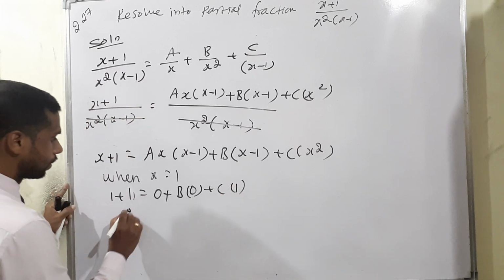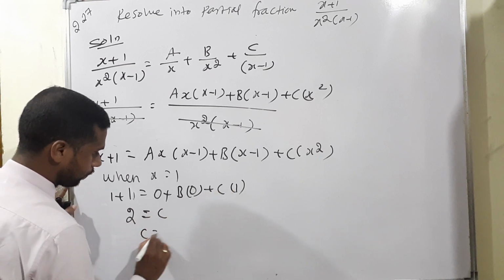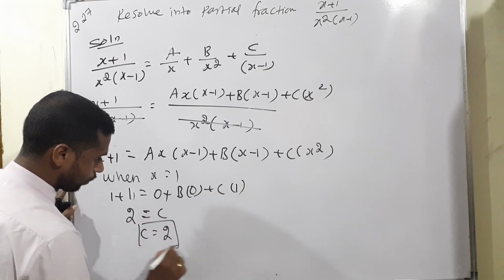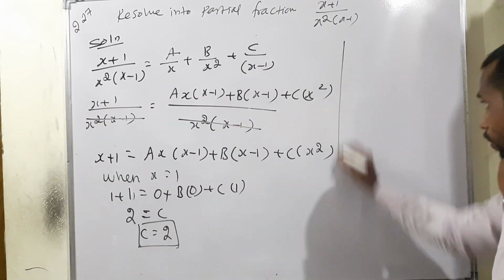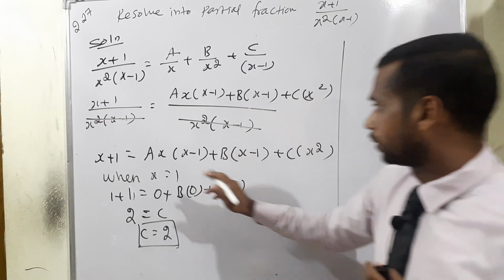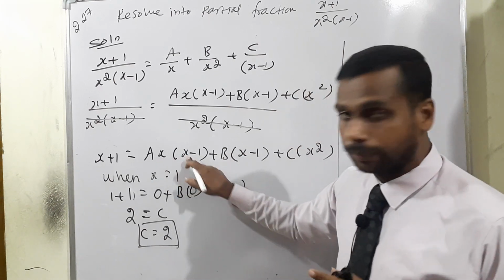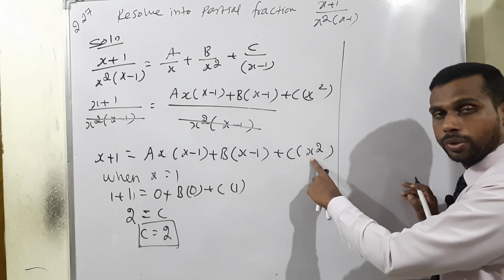Therefore 1 plus 1 is equal to 2, which is equal to only c. Therefore c is equal to 2. Then next case, what do we have to do? Equating the coefficient of x square, because look, ax into x means ax square will come. At the same time, in the last case, c into x square is also there.